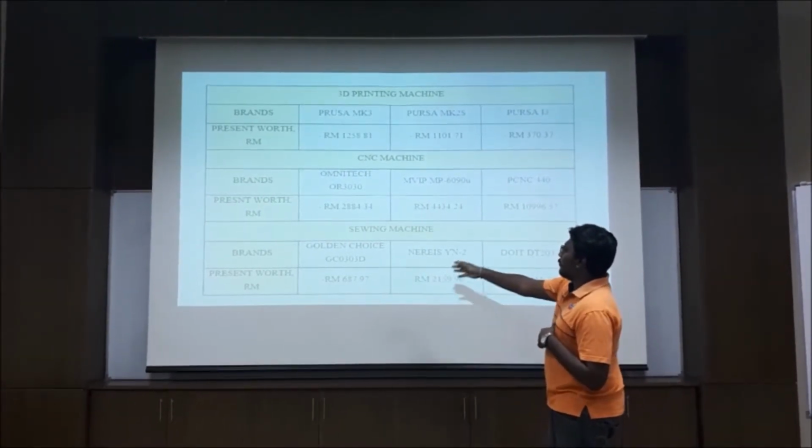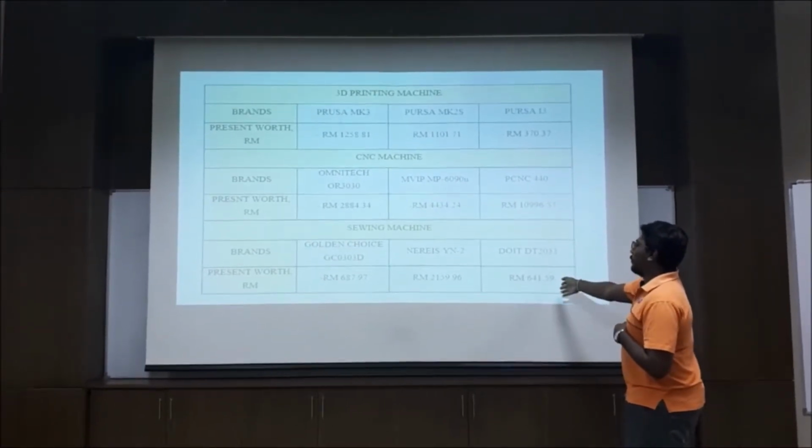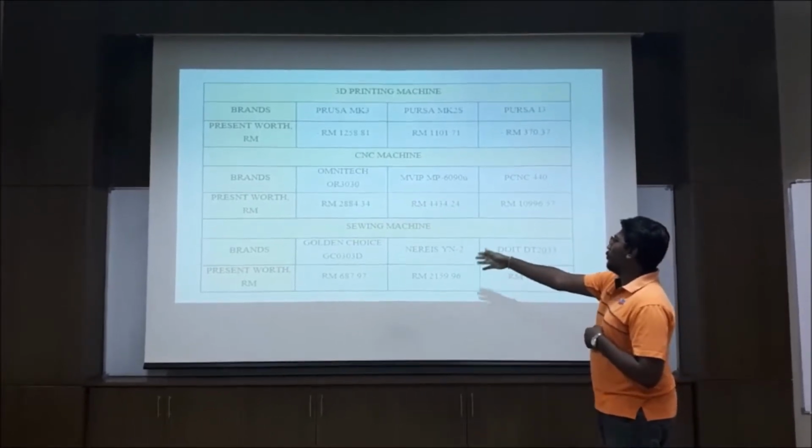Next is Golden Choice, Narcissus and Duit. From here we chose Duit because it's the lowest between Golden Choice and Duit.